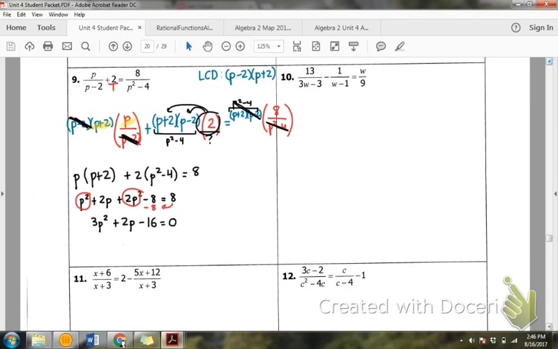Then we can factor this, right? So what two numbers multiply to get negative 48 and add to get 2? 8 and negative 6. But can you just set up your parentheses and go from there? Can you just put p plus 8, p minus 6? You have to go the long way, because you do 3 times negative 16. So instead of taking a few minutes to factor, I've already factored it for you. Go ahead and write this down: 3p plus 8 and p minus 2. That's what this factors to when you go the long way.